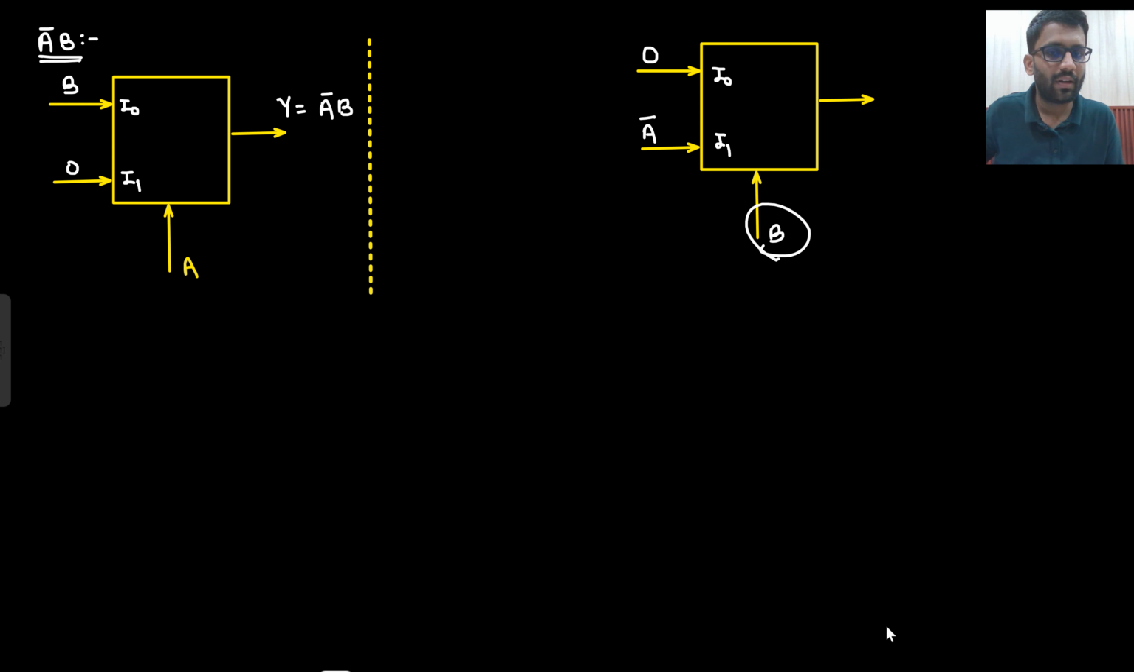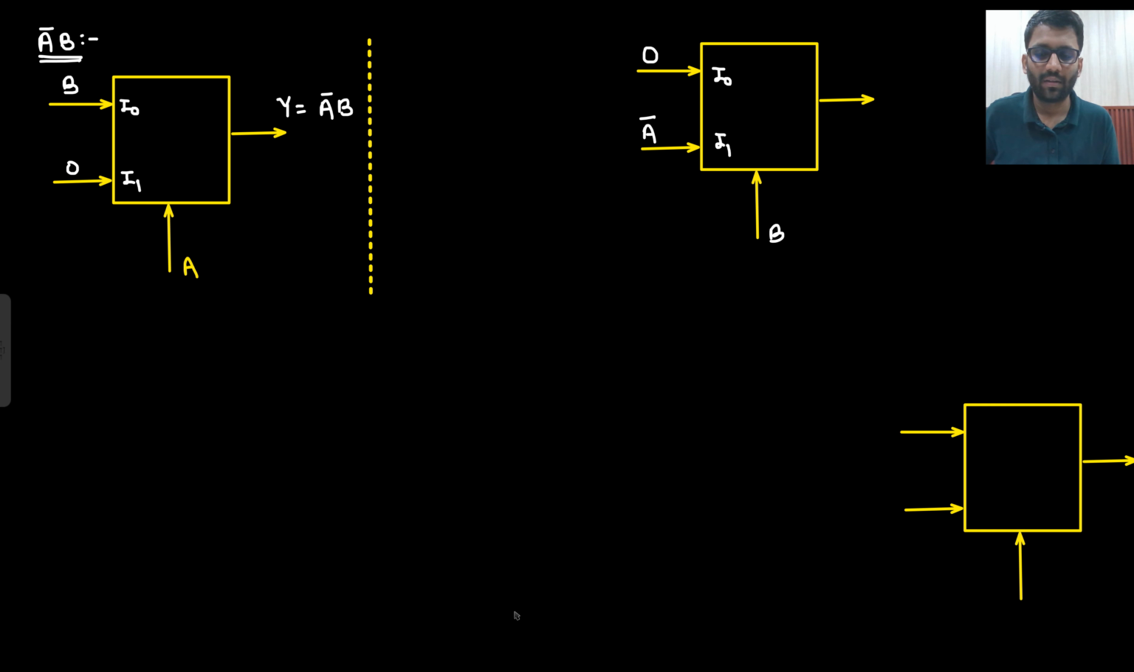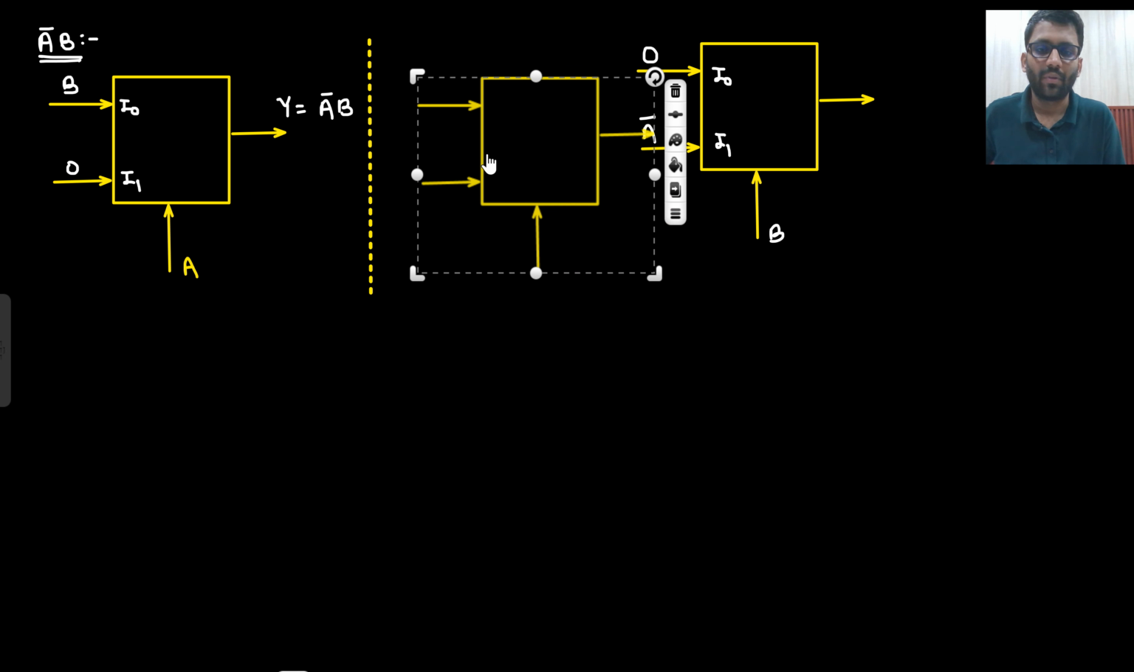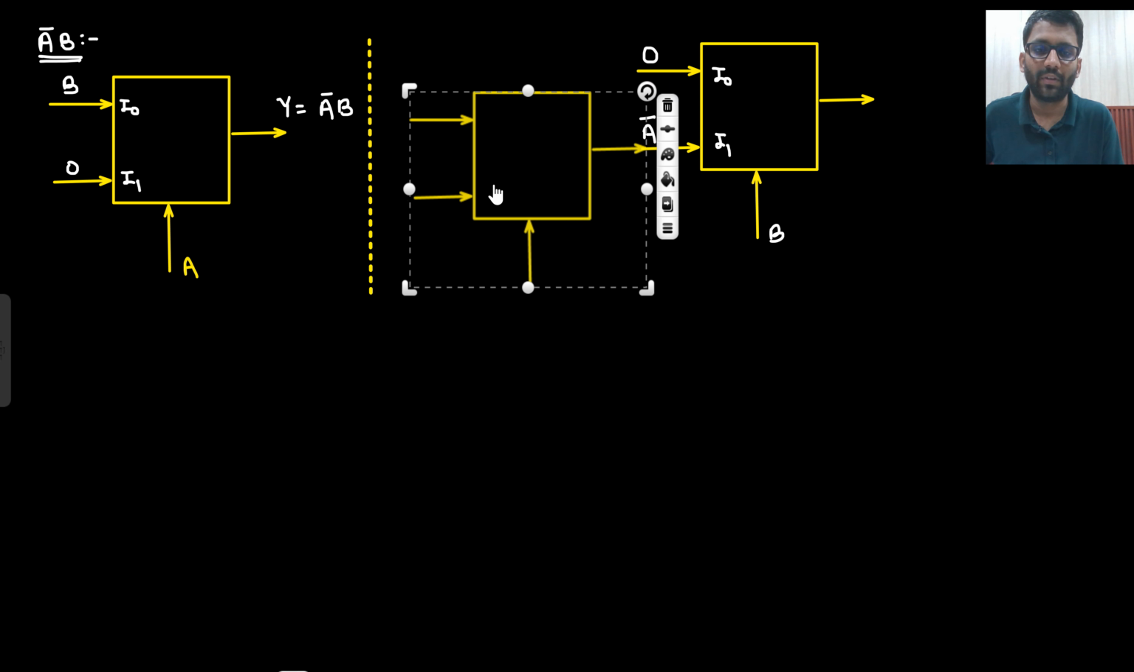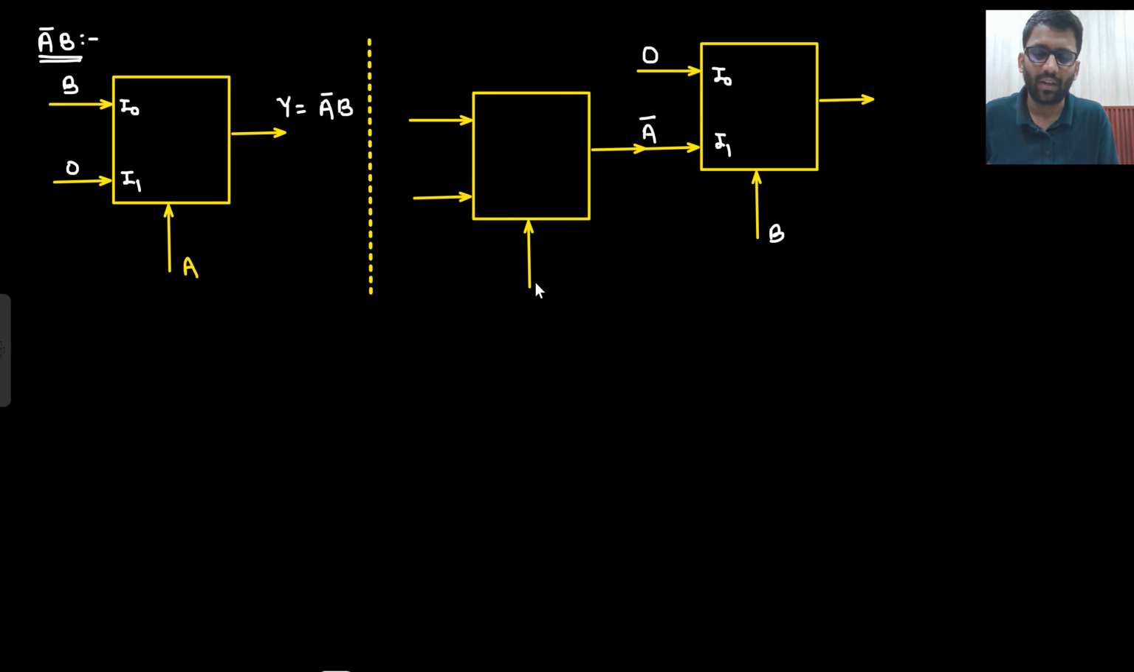But here you have B available, you do not have A bar available. So you need to make A bar. How will you make A bar? Very simple. I have A available with me. This I will pick I naught, this I will pick I1, this I will pick 1, this I will pick 0. So if A bar is there, I will get 1. If A is there, I will get 0. So A will not come, only A bar will come. So this is the A bar.